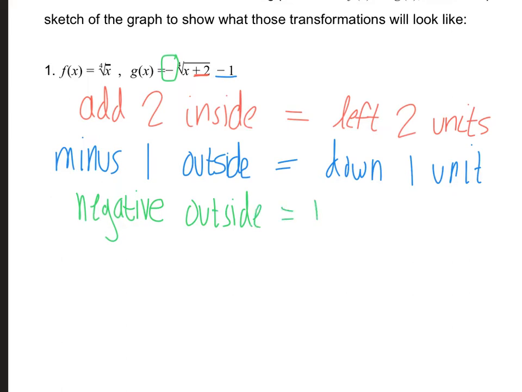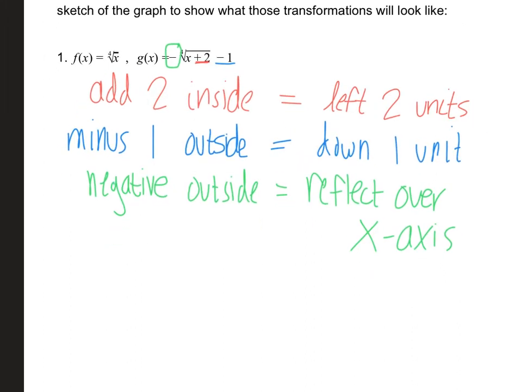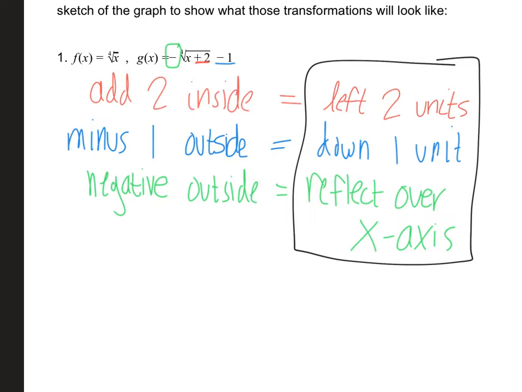That means I'm going to reflect over the y-axis. Oh, the x-axis. Sorry. Even I sometimes will get a little bit confused. So I reflect over the x-axis, right? Because all my y's are going to go from positive to negative. So that's flipping over the x-axis, right? So I'm going to apply all of these, right? I'm going to go ahead and apply all 3 of these things.